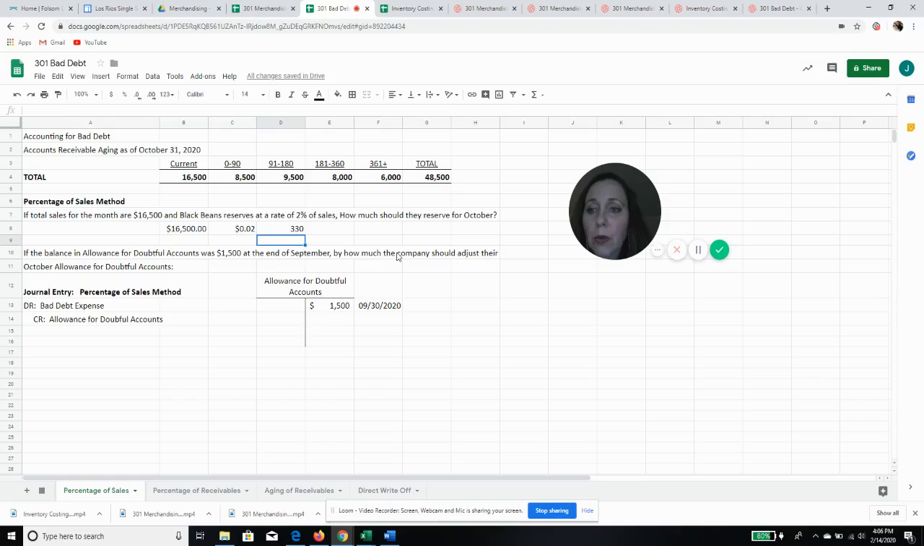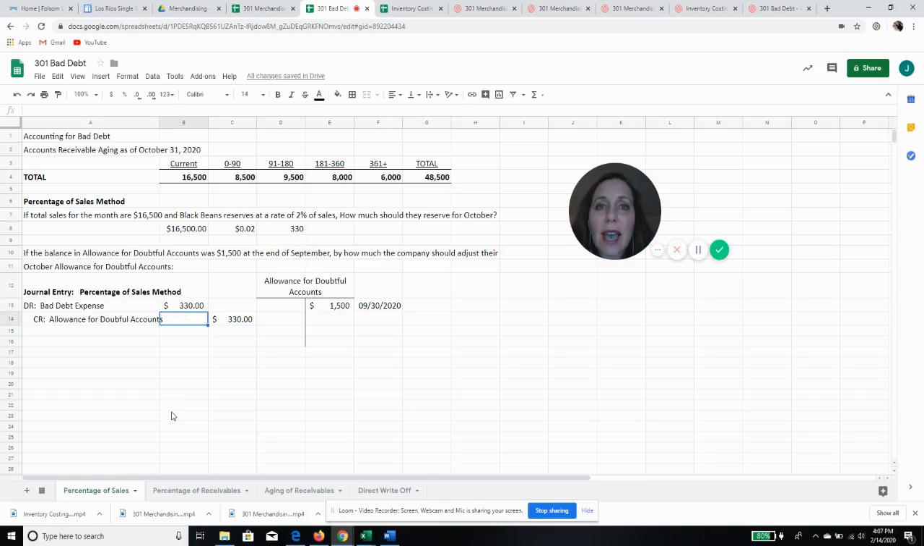So then when we go down further here and we book our journal entry, we were given some information about what's in our allowance for doubtful accounts account, but under the percentage of sales method, we don't care about that. Our journal entry is just what we calculated. So we're going to debit bad debt expense for $330, and we're going to credit an account called allowance for doubtful accounts.